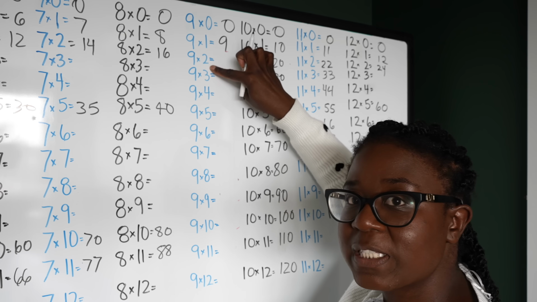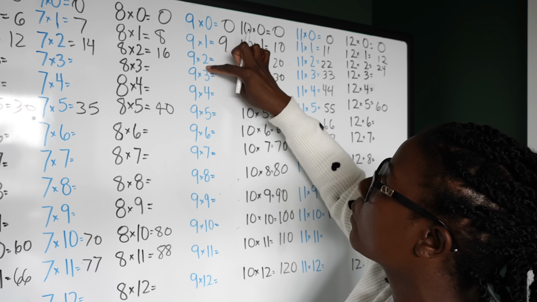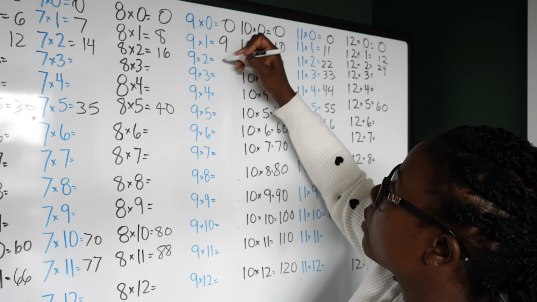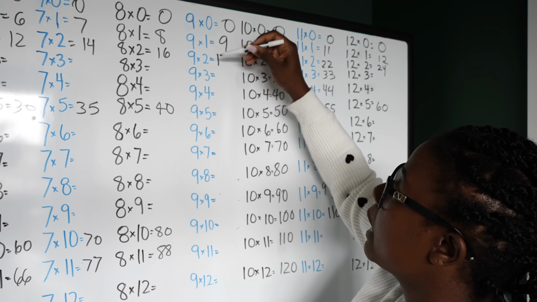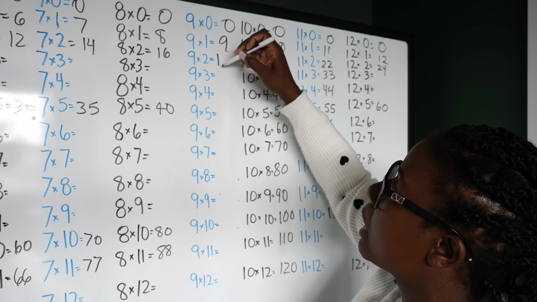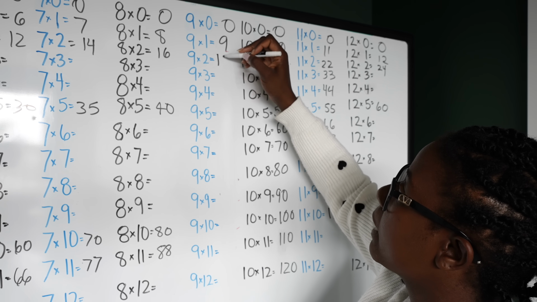We can take a look at this number here, and we're going to write the number that comes before this number. So we'll write 1 here. 1 comes before 2. And then what do I need to add to 1 to get to 9? Because remember, the sum has to be 9. I have to add 8.